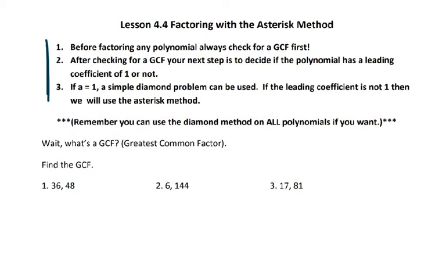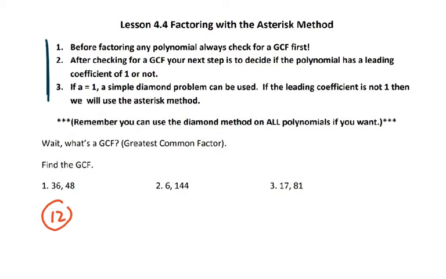So on this problem, it's about finding the largest number that both of these things can be divided by. And on 36 and 48 both, we notice that I could divide them both by 12. If I divide 36 by 12, I get 3. If I divide 48 by 12, I get 4. And 3 and 4 don't have anything in common. So in that case, the greatest common factor is 12.